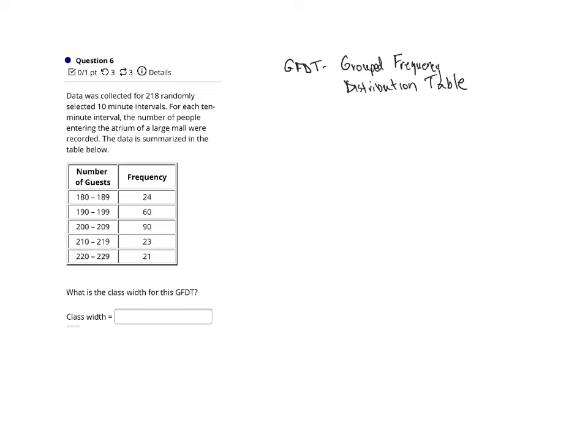So for the class width, you take 189 minus 180. That gives you 9, and then add 1, because when you subtract, you're basically counting 1 to 9, but you have the 180, so it's a 10. Plus, they told us it was in 10-minute intervals, so that helps. And you'll notice it's 10 between 190 and 199. That's 10 numbers. So count 190, 191, 192, 193, 194, 195, 196, 197, 198, 199. That's 10 numbers.